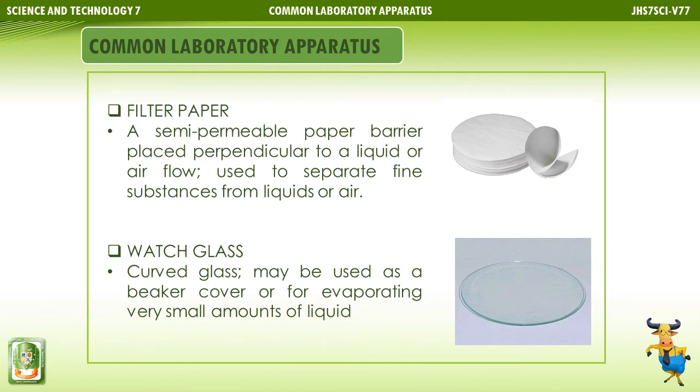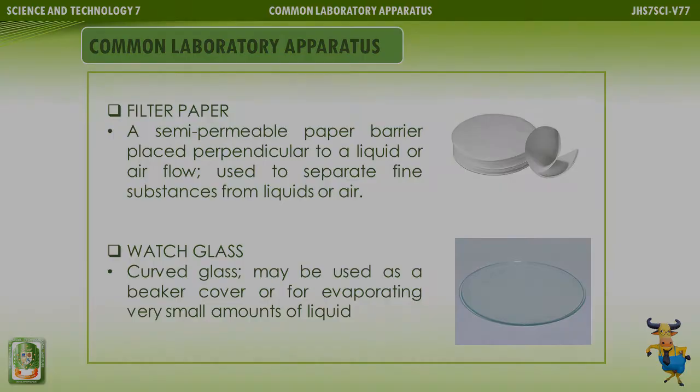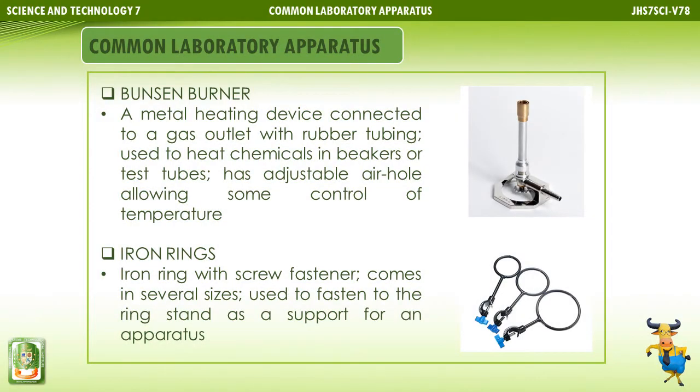Curved glass, may be used as a beaker cover or for evaporating very small amounts of liquid. Bunsen burner. A metal heating device connected to a gas outlet with rubber tubing, used to heat chemicals in beakers or test tubes, has adjustable air hole allowing some control of temperature. Iron rings. Iron ring with screw fastener, comes in several sizes, used to fasten to the ring stand as a support for an apparatus.